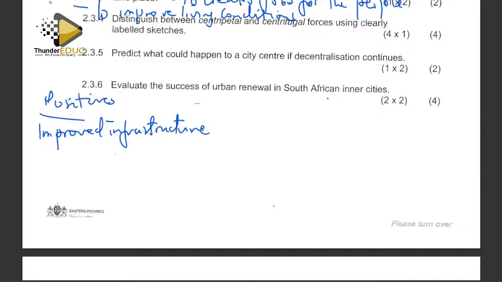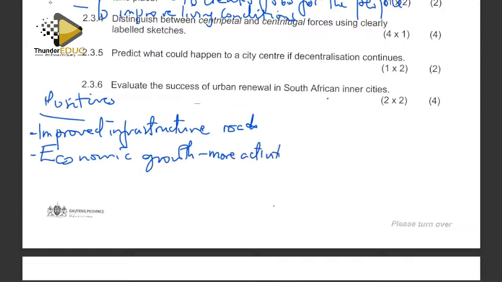For example, we can talk of the roads. Then we can also talk of economic growth. There's now more activity in the CBDs or in the urban core centers, and also the issue of housing opportunities because of renewal. The government has afforded to create more housing opportunities in the cities.